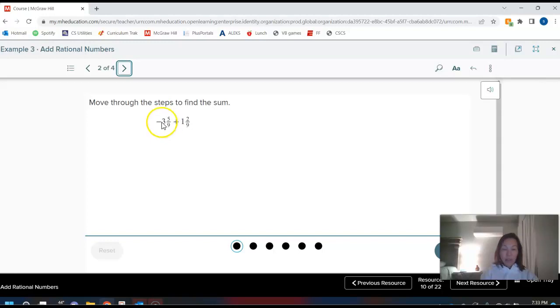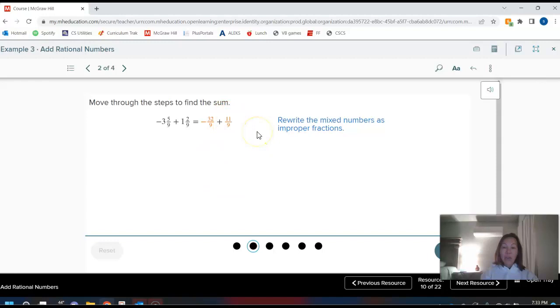So 3 times 7, or wow, 9 times 3, which is 27. I'm thinking of the answer at the same time. 27 plus 5 is 32, and then put that over our denominator of 9. And then same thing here, 1 times 9 plus 2, which is 11, and leave that over the denominator of 9.